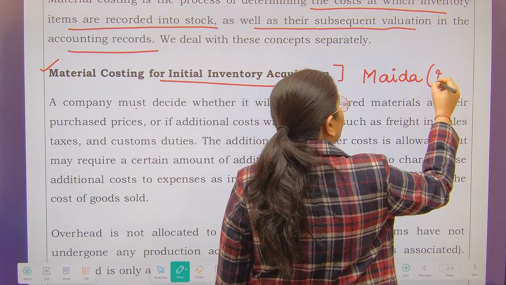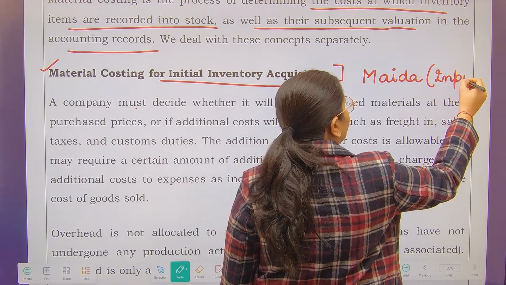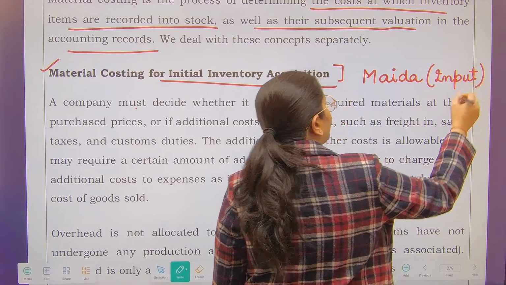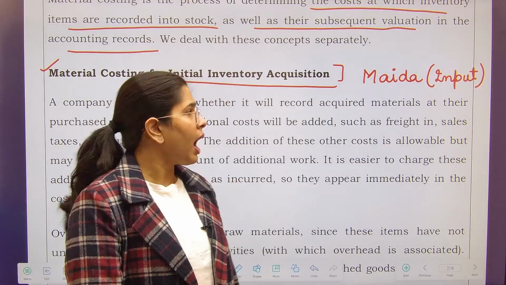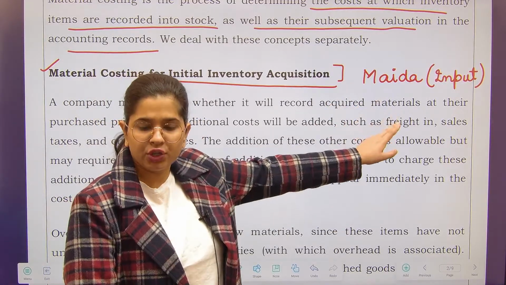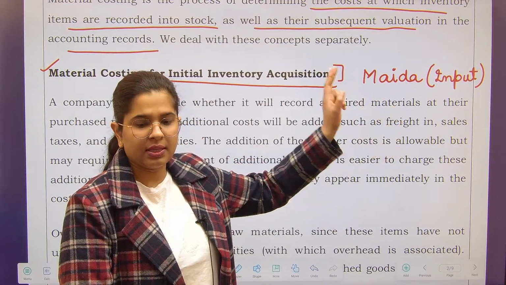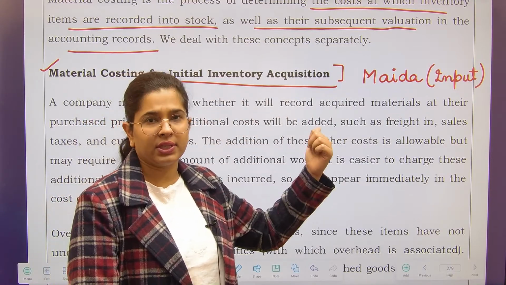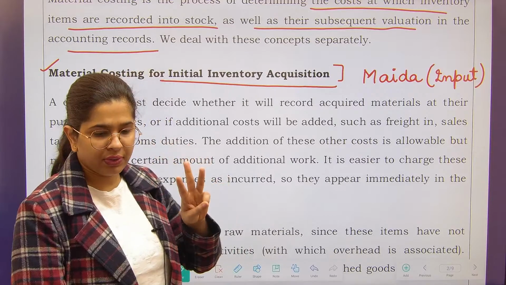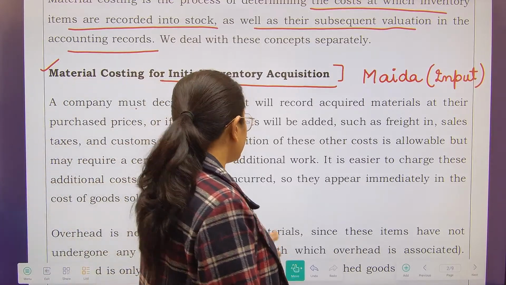So this is my input material that I am going to purchase. Now, how will I perform the valuation of this input material? This is called material cost for initial inventory acquisition. Your inventory is of three types. You should understand this particular thing.